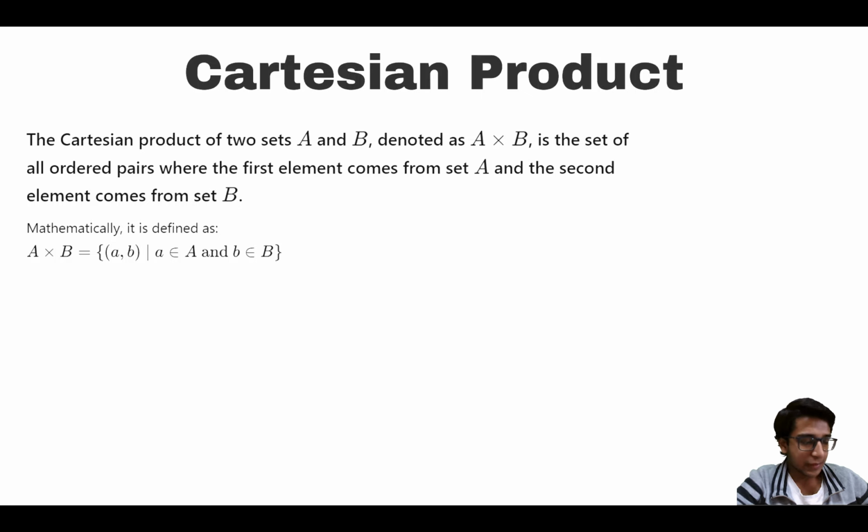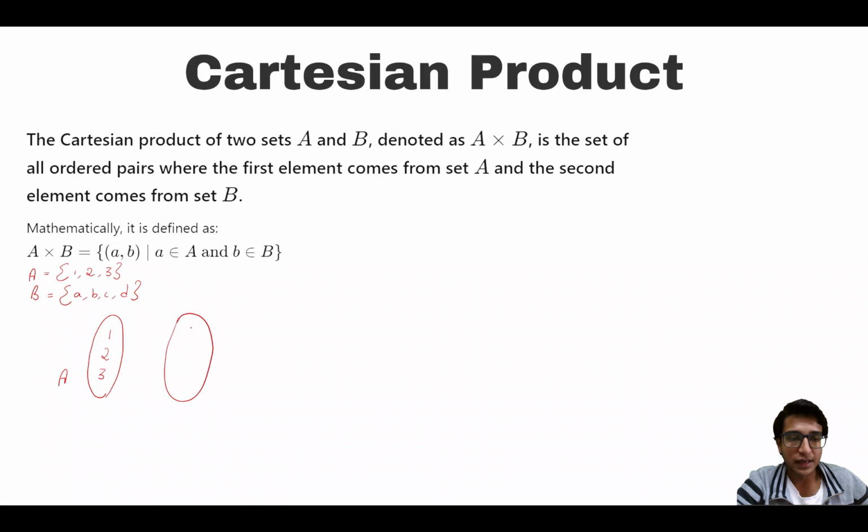Let me explain it to you with the help of a Venn diagram. Let's say this is my set A. Let me assume that set A has elements 1, 2, 3 and B is a set which has elements, let's say, a, b, c, d. Those are going to be written in this format, and this is my B set which has a, b, c and d. Now Cartesian product is represented as A cross B. A cross B means each and every element of A has been mapped to each and every element of B.